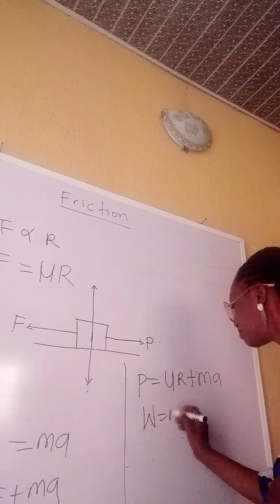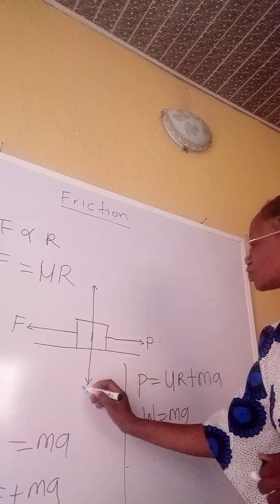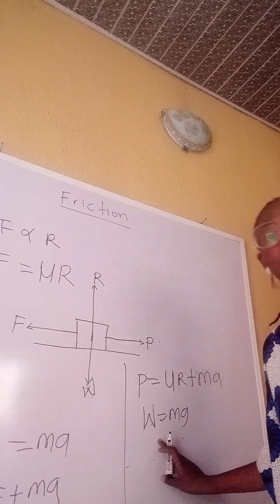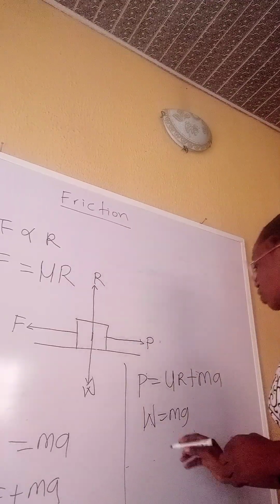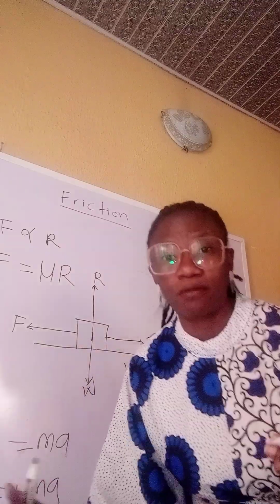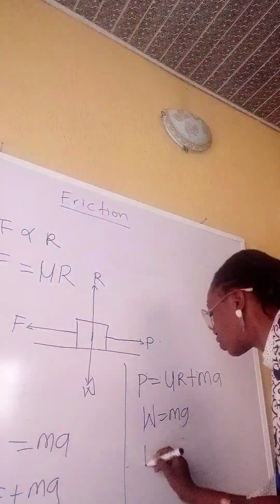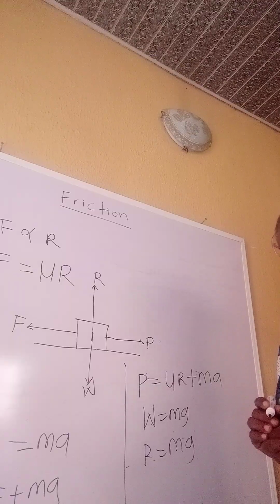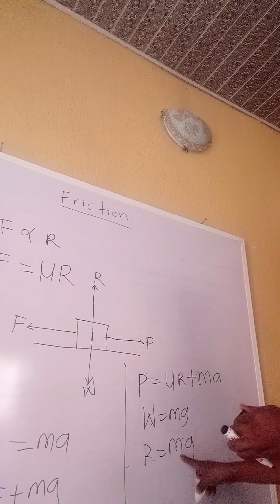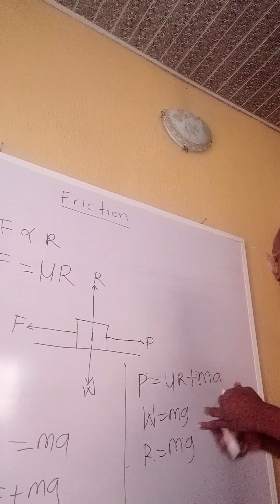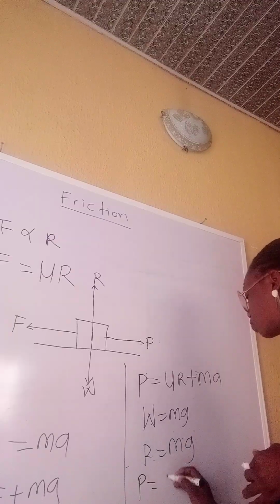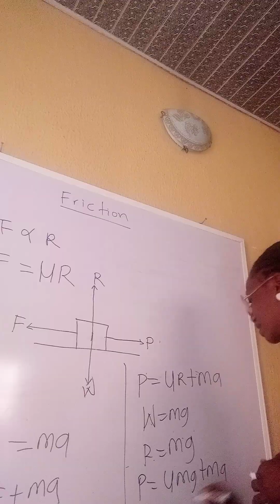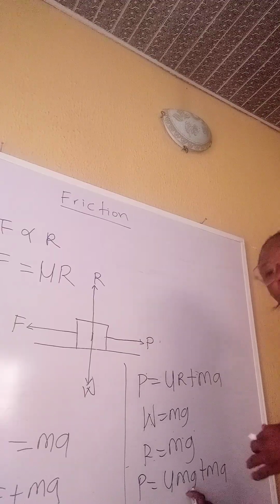W is equal to mg. Okay, this is weight and this is normal reaction R. W is equal to mg. At equilibrium, R also is equal to mg. Are you following? So now if we substitute this mg here, we have P is equal to mu mg plus MA.